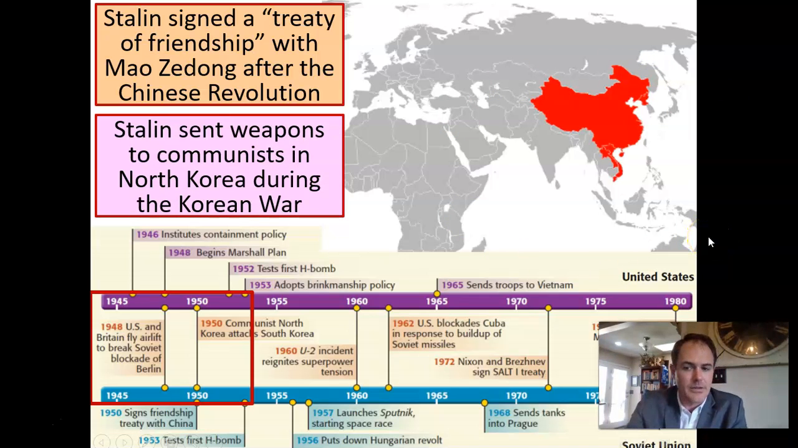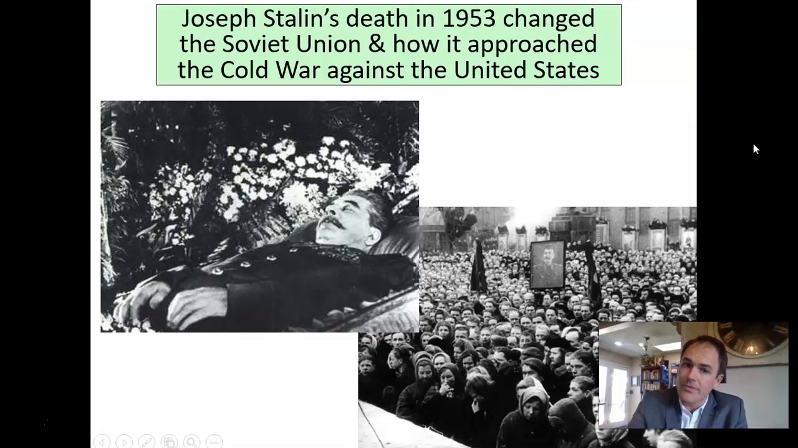Remember also last time we talked about the Korean War. Stalin sent weapons to communists in North Korea. The U.S. supported South Korea. Remember, the U.S. led a UN, it was UN, not NATO, led a UN force to push the North Koreans back across the border. And that war still has not ended. It has simply been a ceasefire for the last 60 years or so. In 1953, however, his death changed the Soviet Union and how it approached the Cold War against the United States.